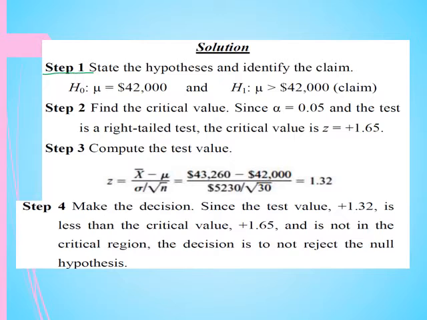The first step is to state the hypothesis and identify the claim. Note that in this situation, he said that mu, the mean of the salary per year, is $42,000, and the alternative says more than. This is a greater than sign because we see the words more than, which is a key phrase for a greater than sign. And this is our claim, that they earned more than $42,000 per year.